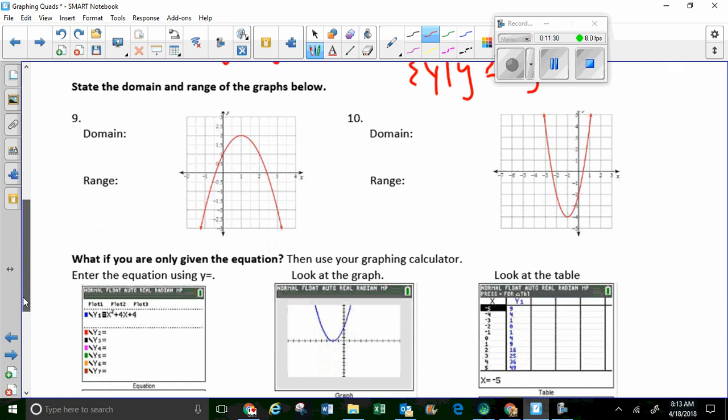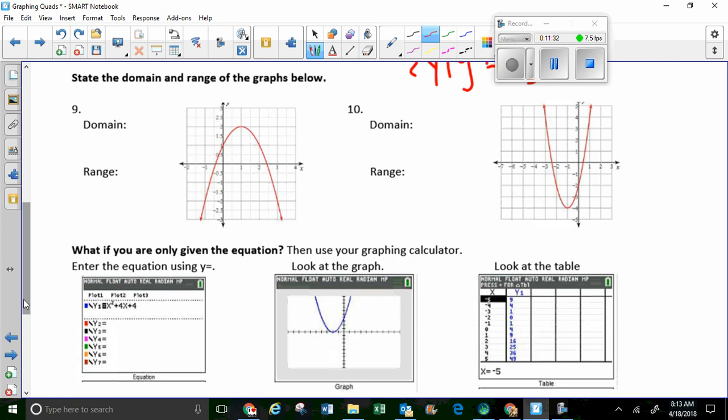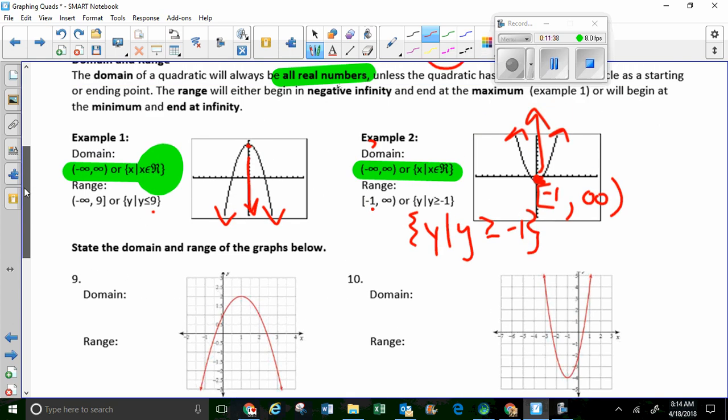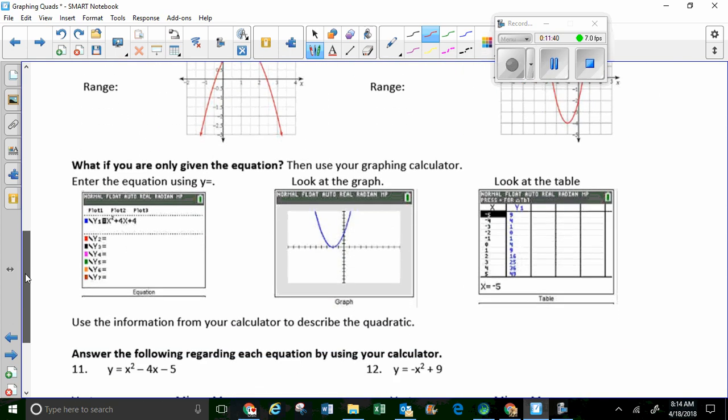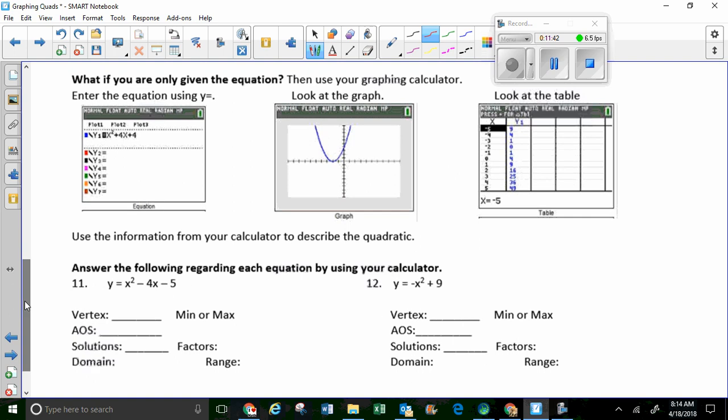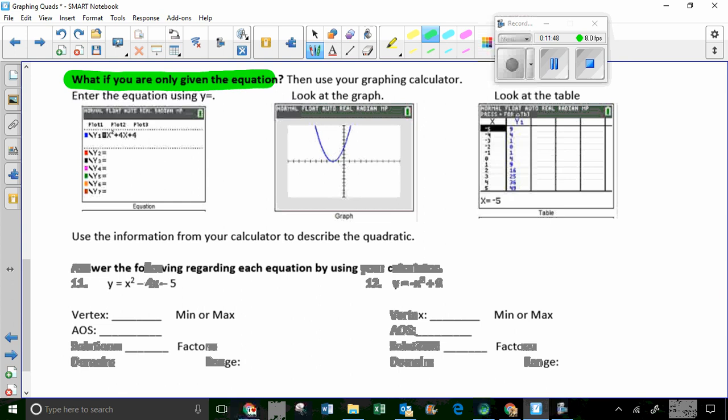So I want you to go ahead and try 9 and 10. I'm not going to go over those because we've been doing domain and range, so I want you to really try that and refer back to the 2 examples we just did if you're having trouble. Now, the last section is, well, what if you are not given a graph or a table, you're just given the equation? Well, then you can use your graphing calculator.